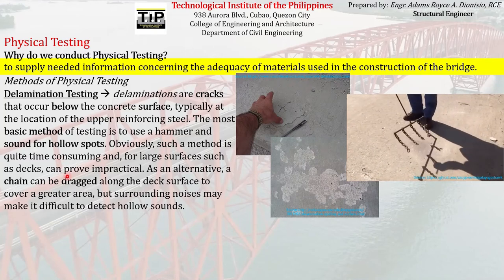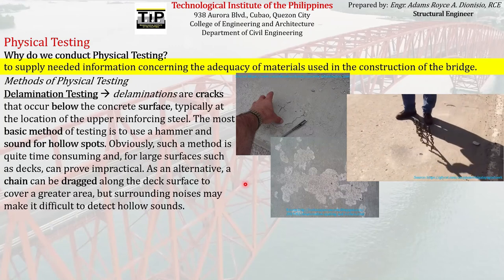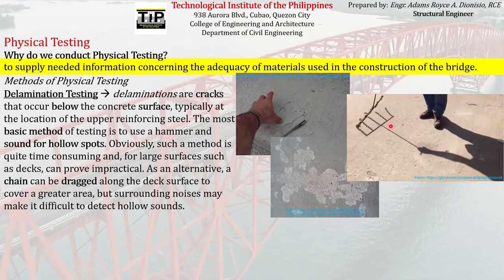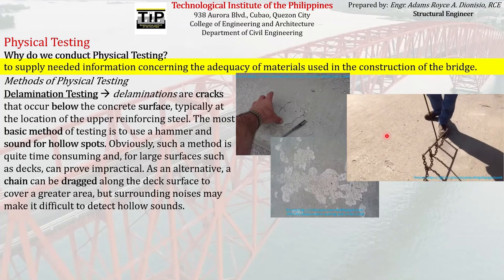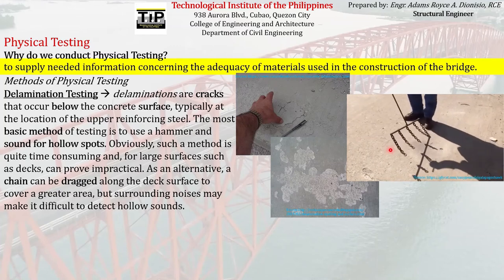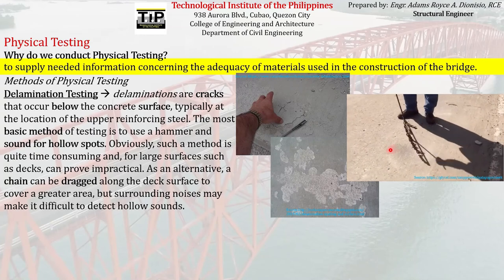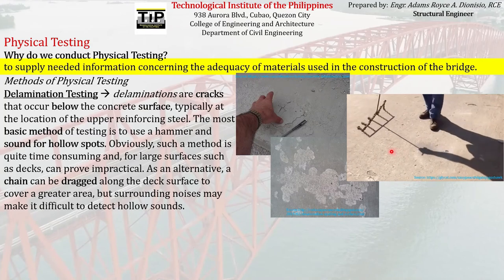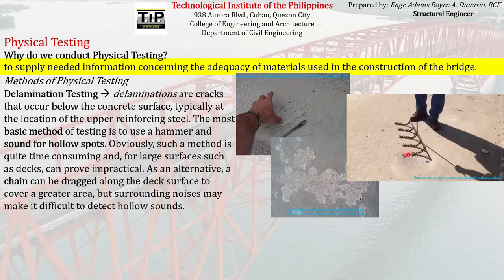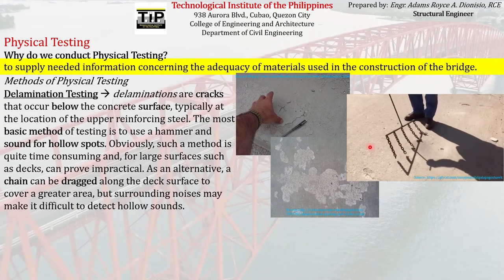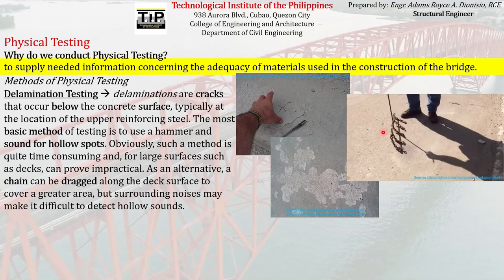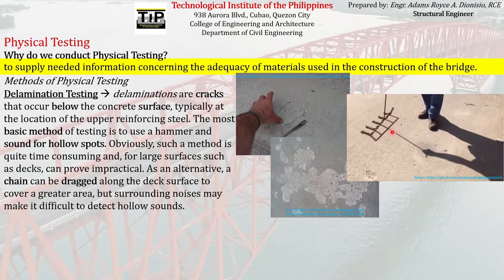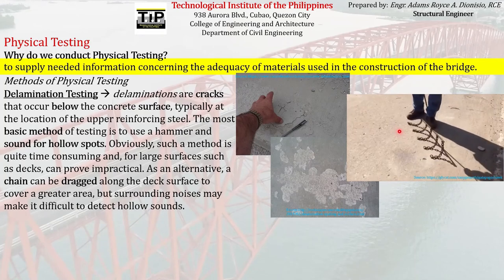So as an alternative to the use of a hammer, we usually use a chain like this one and drag it along the surface of the concrete so that we can easily detect hollow spot sounds. Again, just like in the case of using a hammer, whenever we detect a hollow spot sound, that can manifest that delamination already occurred beneath the concrete surface. So we usually mark that particular location where we detected a hollow spot sound and record it so that it will be subjected to maintenance or rehabilitation.